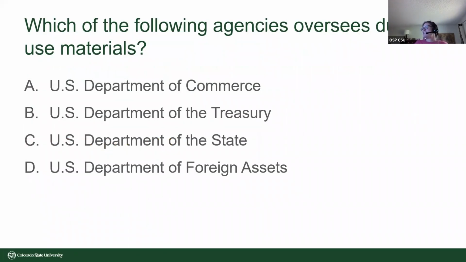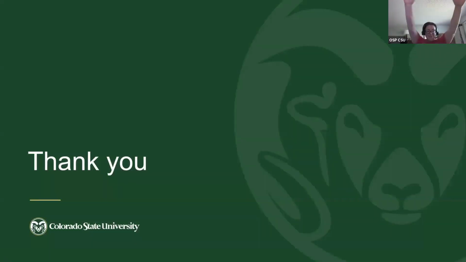Which of the following agencies oversees dual use materials? Commerce, Treasury, State, or Department of Foreign Assets? Sylvia is right on it. Commerce. And that's it. And we have a minute to spare.